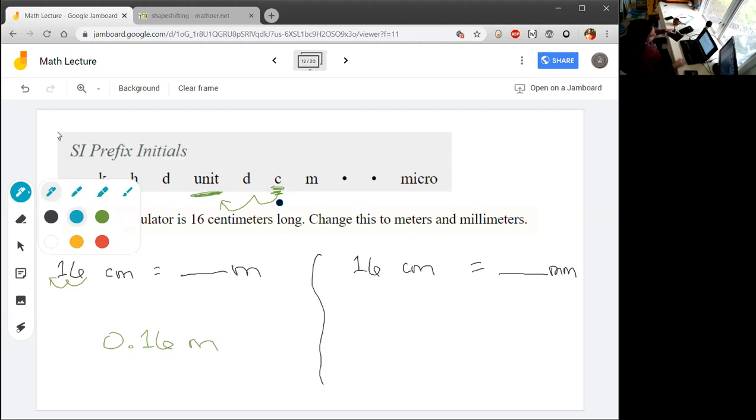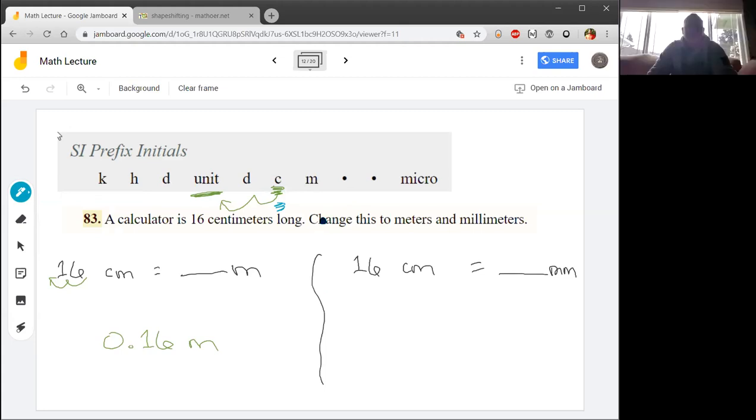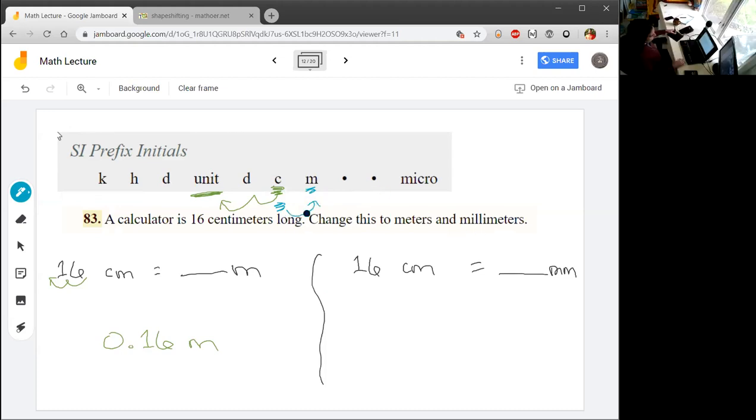On the other one, I'm still starting at centa. Now where am I going? To the M. The M, the milla. So 1 scoot to the right, and I have 160 millimeters. Okay, now that I didn't mess up in the middle of it, does that make sense to people?